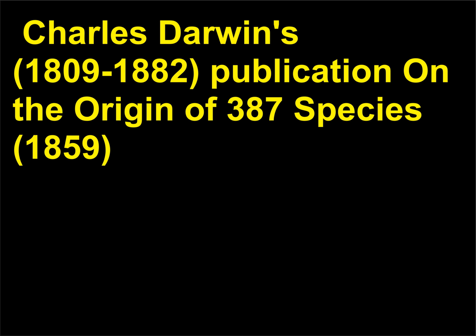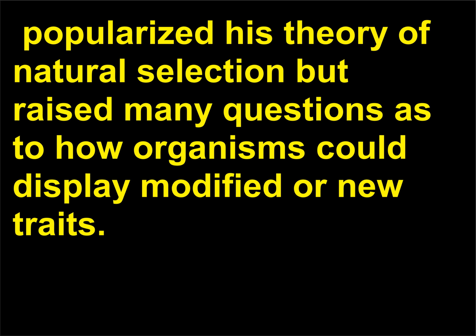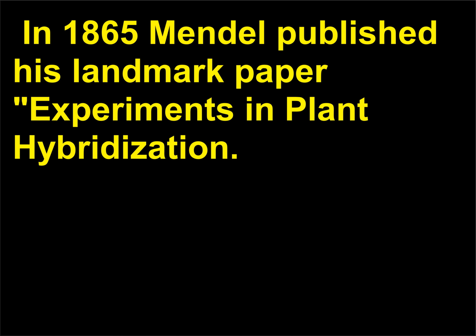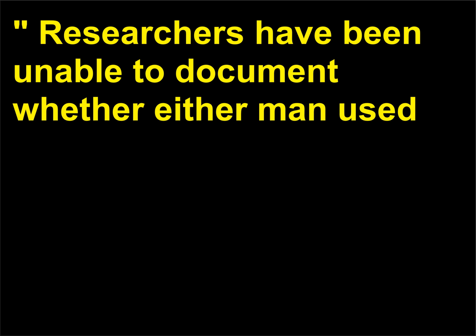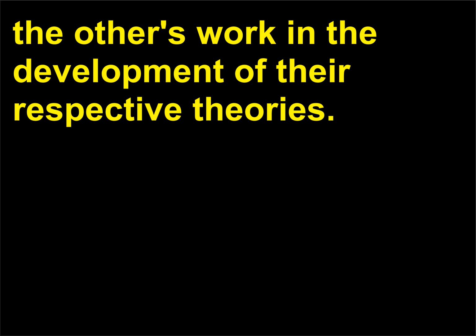Charles Darwin's (1809–1882) publication on the Origin of Species (1859) popularized his theory of natural selection but raised many questions as to how organisms could display modified or new traits. In 1865 Mendel published his landmark paper Experiments in Plant Hybridization. Researchers have been unable to document whether either man used the other's work in the development of their respective theories.